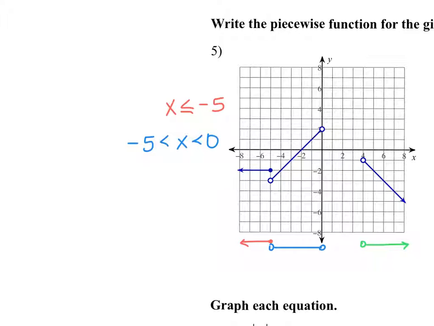And then the last section, we're going to be starting at 4 and moving to the right. So that's going to be x is greater than 4. And I just did greater than because that's an open circle also. All right, and now we just need to go back and write our equations.